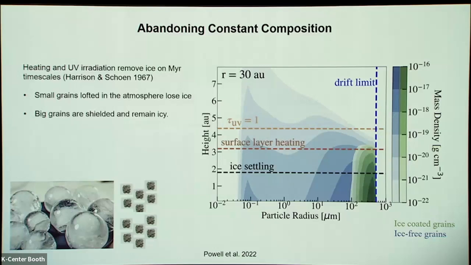Not completely, but some, right? So they will reach these layers here if the grains are small enough. The big grains, they don't get lofted in the atmosphere too high because they have too much mass, right? The turbulence cannot bring them that high up. So you end up with a population of grains that never gets above these heights. They can keep the ice, and a population of smaller grains that do, and then end up getting their ice removed.